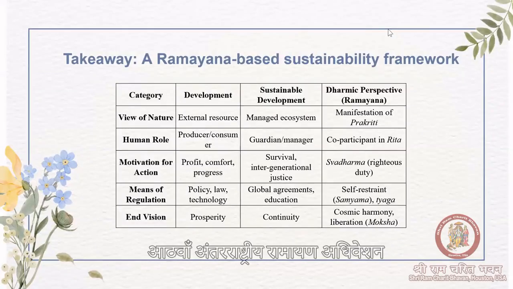The first is development, the second is sustainable development, and the third is the dharmic perspective that we draw from Ramayana. The view of nature in development is an external resource; in sustainable development, a managed ecosystem; and from the dharmic perspective, a manifestation of Prakriti. What is the human's role? In the development context, only producer and consumer. In sustainable development, guardian and manager. And in the dharmic perspective, co-participant.